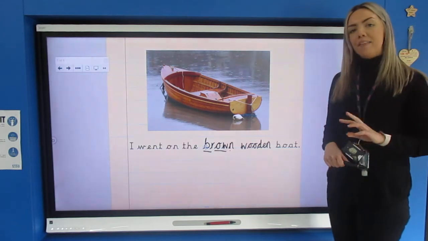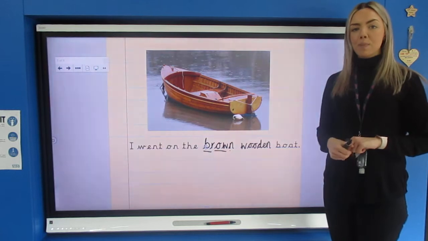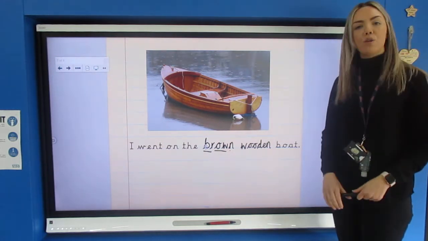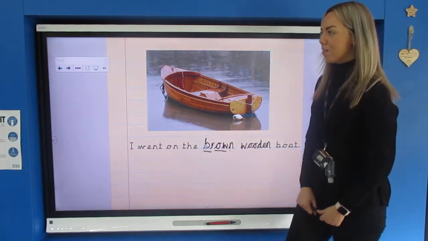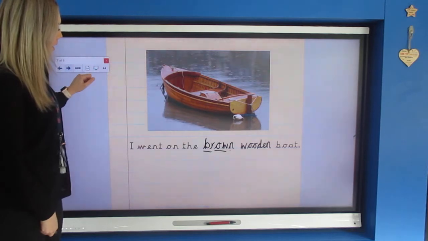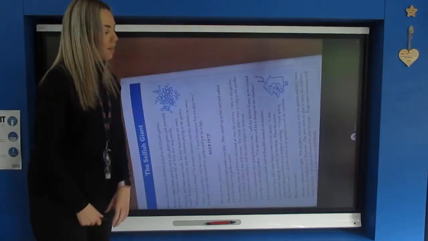Okay, so by the end of our starter activity, you should have 2 sentences about our cat and a sentence with 2 adjectives in about our boat. Okay, really good job. So, now what we are going to do is we are going to have a look at today's activity.